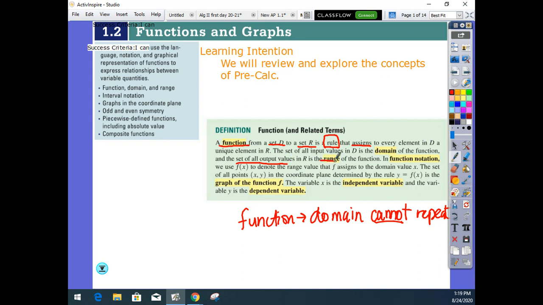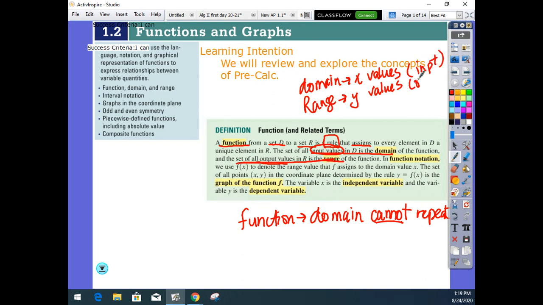Range, sorry. The input is the domain. The output is the range. My bad. I've got to think rather than just read what's in front of me, right? All right, so your domain is the set of the x values. Sometimes we don't always use x, that's why it's input versus output. But typically we use x and y. So maybe you go x values or input, y values, output.